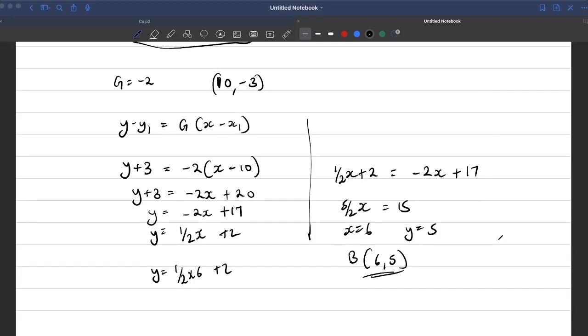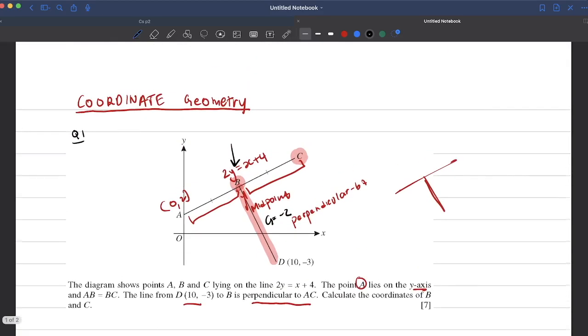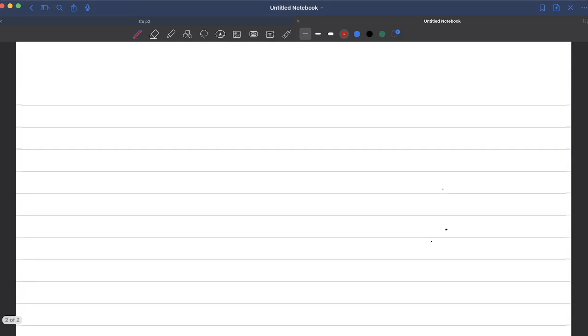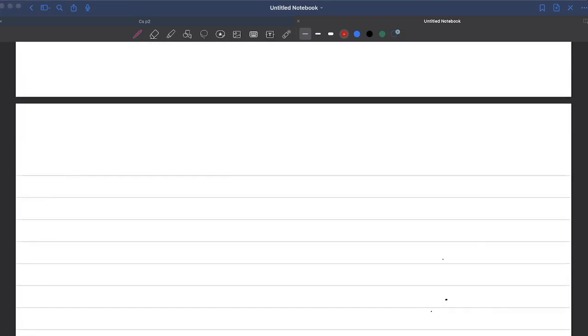So now how will I find the coordinates of c? If I go back to this diagram, I'm actually going to rub all of this, and this one was actually 2y is equals to x plus 4, right? Now I have this point b here. The point b is 6, 5. After I have point b, when we know this is the exact midpoint, I can use the formula for midpoint, right?